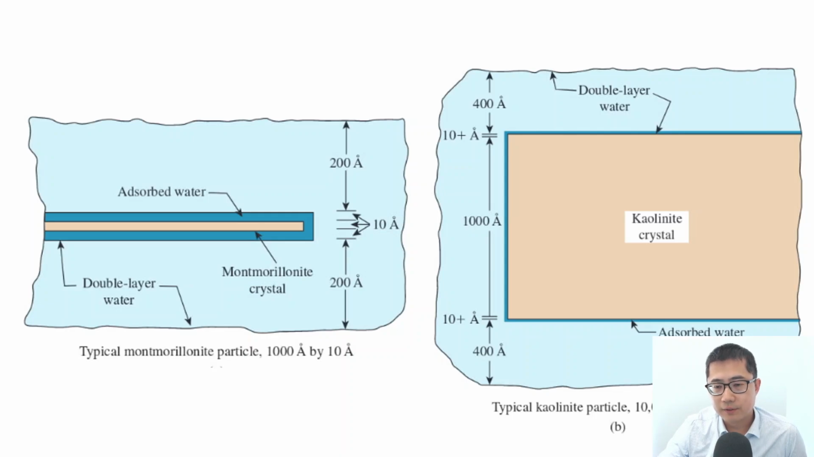We talked about different minerals. They have relatively different thickness of their diffuse double layer, and this can also tell us some of the physical properties of this material, as in this mineral on the left clearly will show more plasticity compared with the clay mineral on the right.